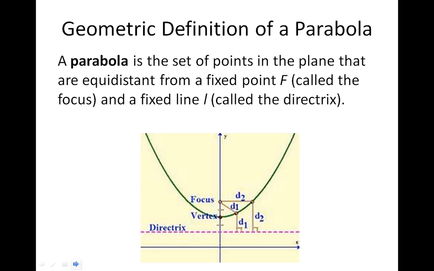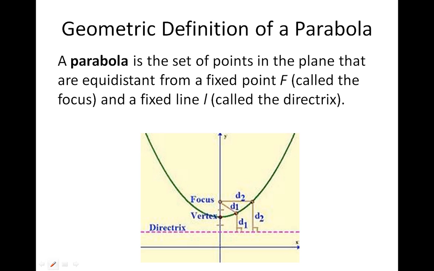All right, so here's the geometric definition of a parabola. A parabola is the set of points in the plane that are equidistant from a fixed point F, called the focus, and a fixed line, which I'm calling L, called the directrix. Now there's a couple things that I wanted to mention here. You can see the directrix here.